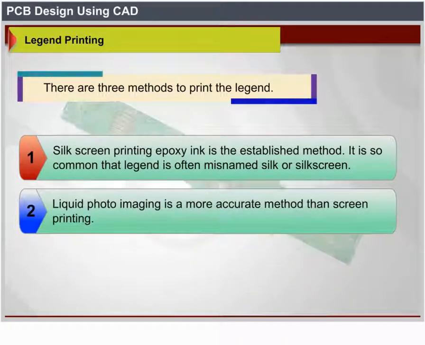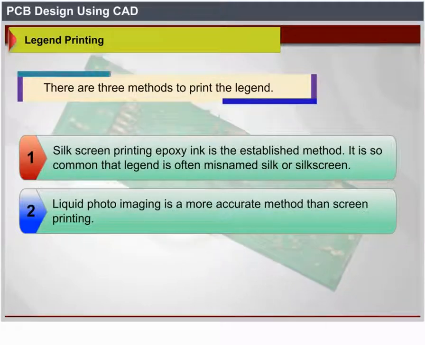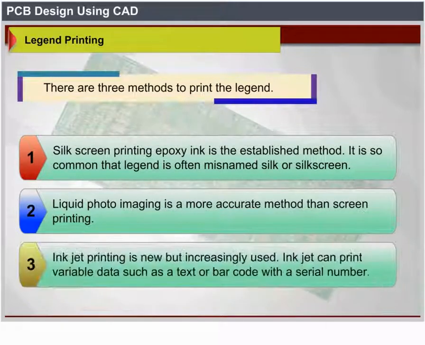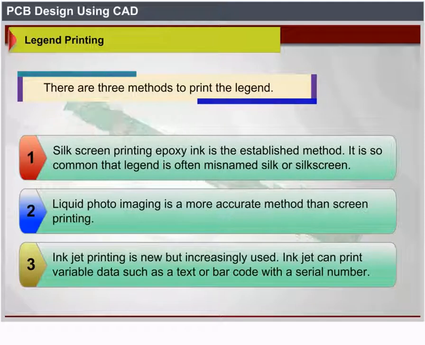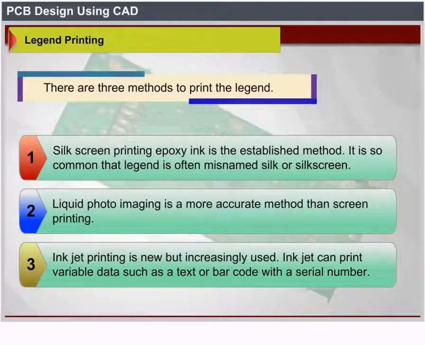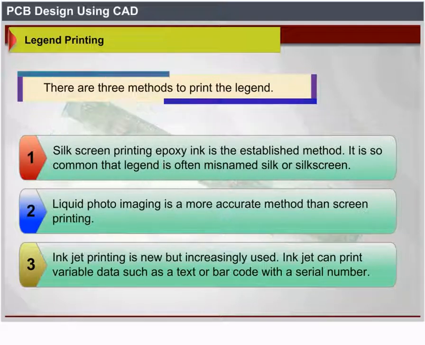Liquid photo imaging is a more accurate method than screen printing. Inkjet printing is new but increasingly used. Inkjet can print variable data such as text or barcode with a serial number.